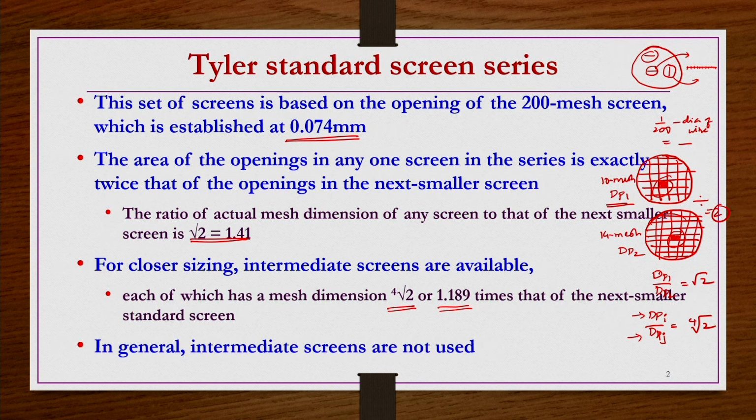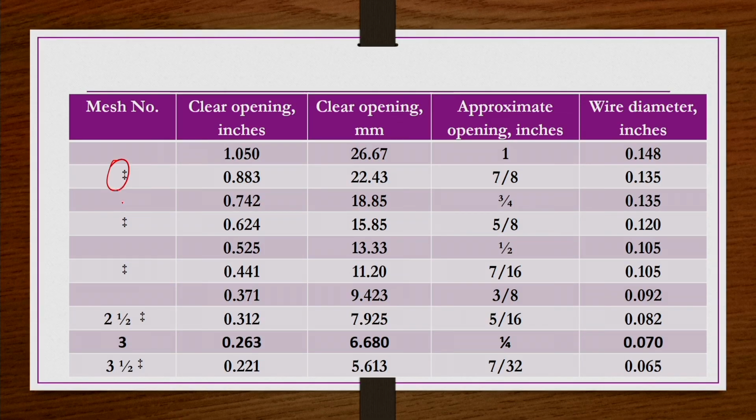But in general, intermediate screens are not used. They are used only for specified applications wherever the requirement is there. So, this is the Taylor standard screen series. Now, we see different mesh numbers, the mesh opening, and the diameter of the wire that has been used in a tabular column. The symbols that indicate intermediate screens, let us not go for them immediately.